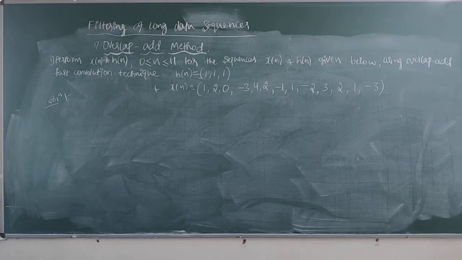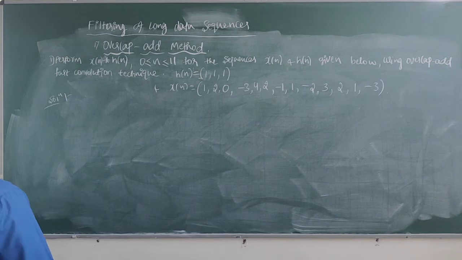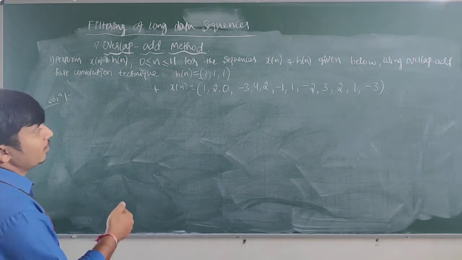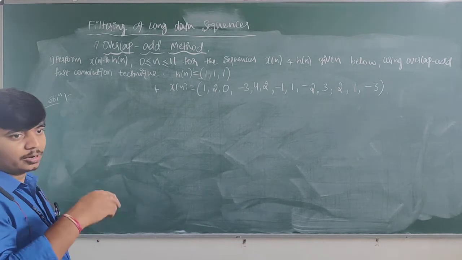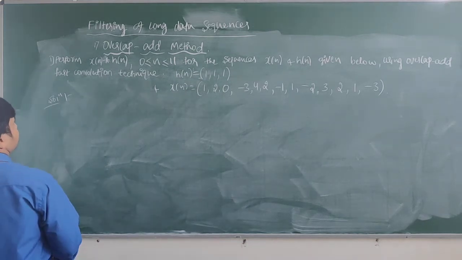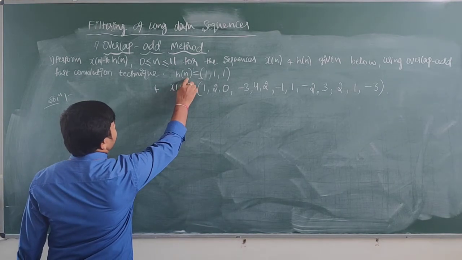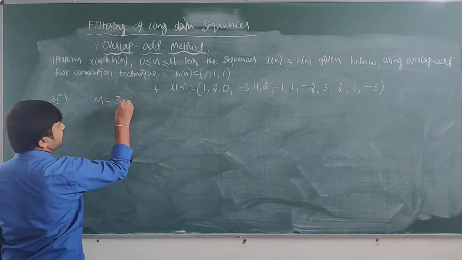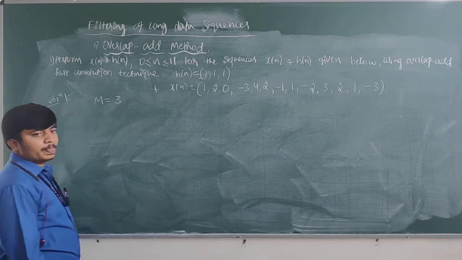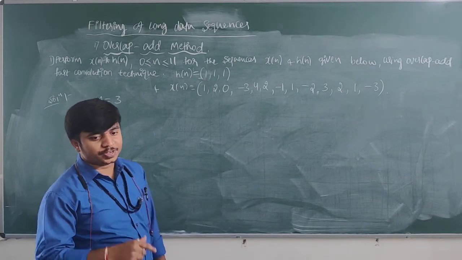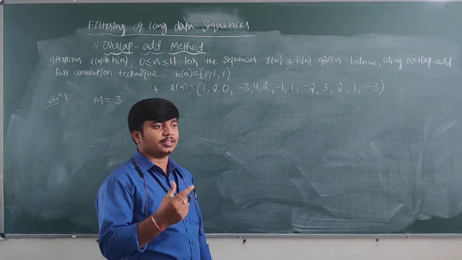Okay. So we shall see one problem on the overlap add method. h of n is given and x of n is given, and we need to compute the overlap add method, and I will show you the different steps in the overlap add method. So first, what is the length of this h of n? The length of h of n is 3: 1, 2, 3.